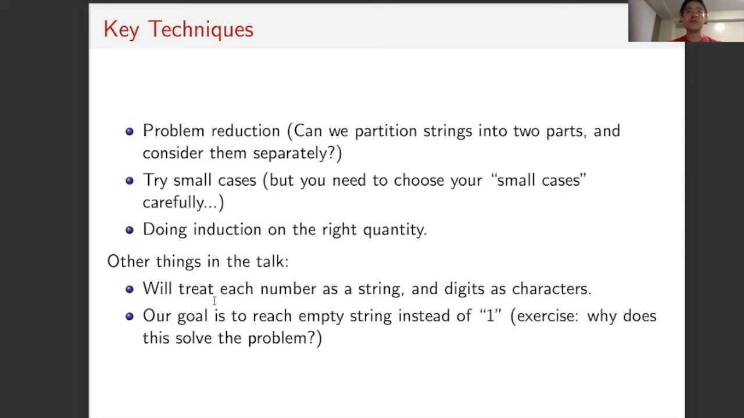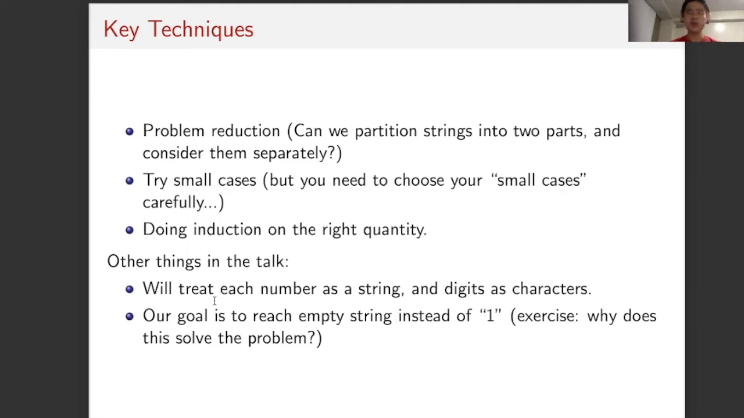Another thing is to program your mind in the following sense. Here we will treat each number as a string instead of the number itself, and the digits as characters. What this means is that when the number is 2022, you literally treat this as a string 2, 0, 2, 2 instead of just treating it as one number. And another thing is that our goal, instead of reaching the number one, is to go even further and reach the empty string.